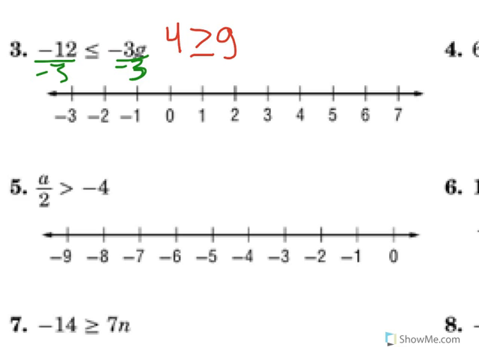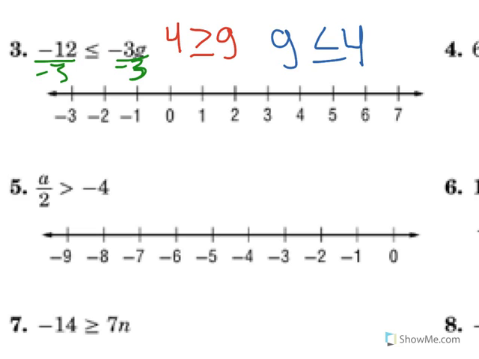Unfortunately, this problem happened again. I'm not doing these on purpose. It ended up to where our variable was on the right. So we're still going to have to do that final thing to make our life easy in order to graph this. So let's put g on the left. Let's put 4 on the right. Let's make sure the alligator is still eating the 4 even after all of this. So g is less than or equal to 4. That's going to be your answer that's going to help you answer this question.